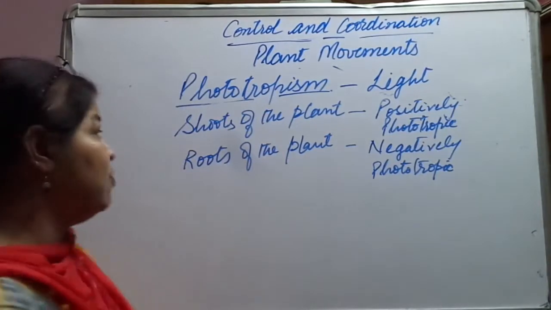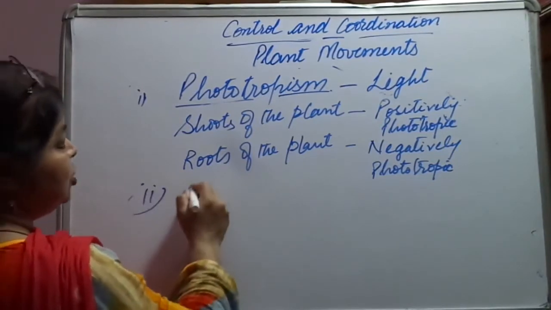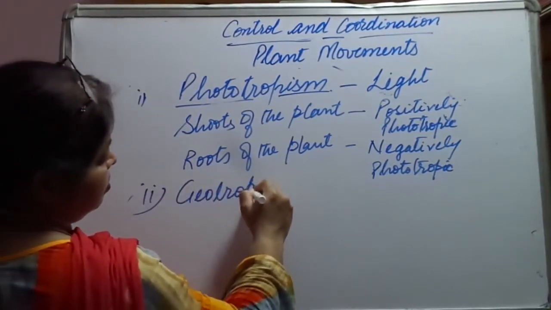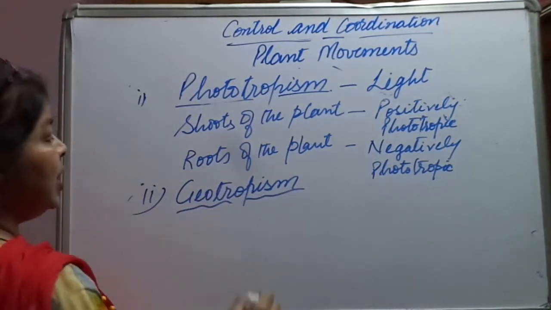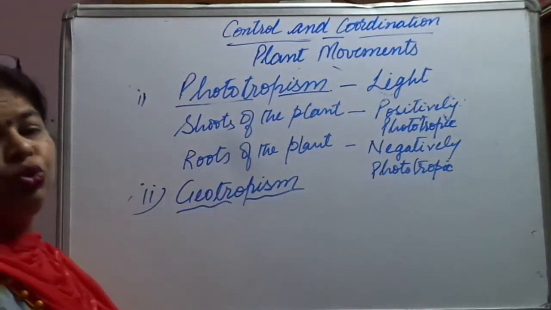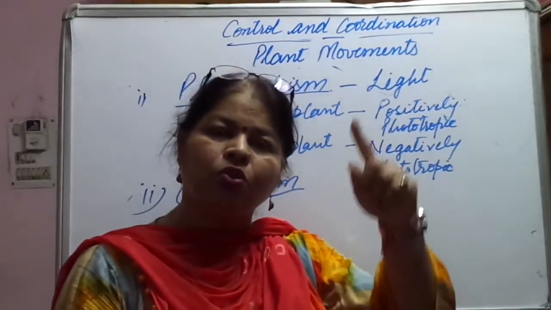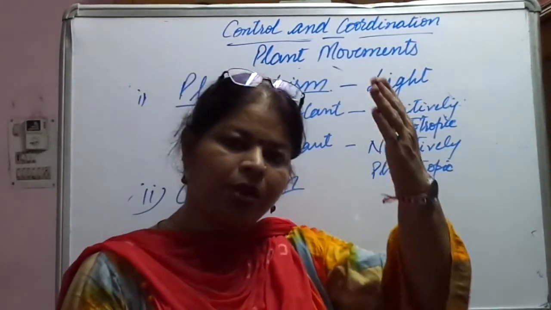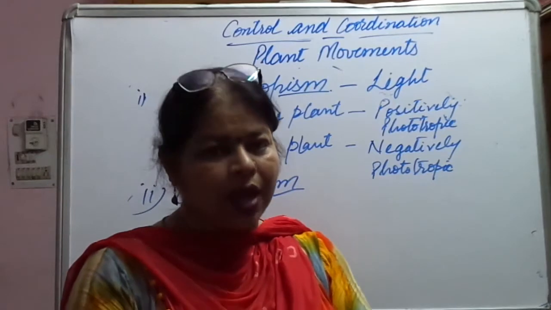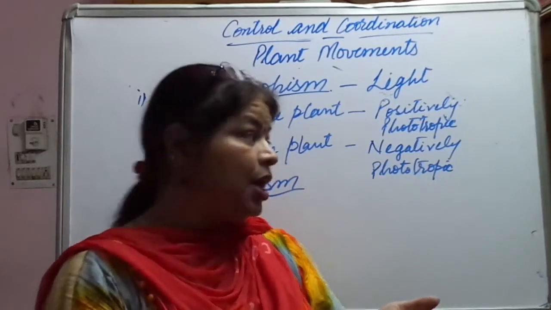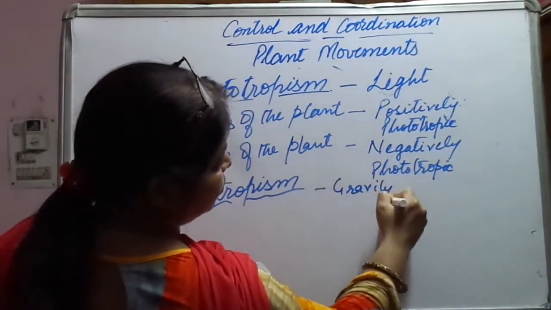Okay. Now let us discuss the second one. The second tropism is geotropism. What is geotropism? It means the plant part is showing growth either away from gravity or towards gravity. The shoot is growing upward and the root is going downward. When the shoot grows upwards, it is growing away from gravity. Geo is related to the gravity of the earth.